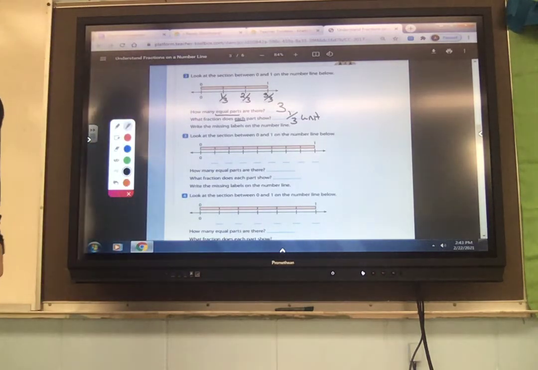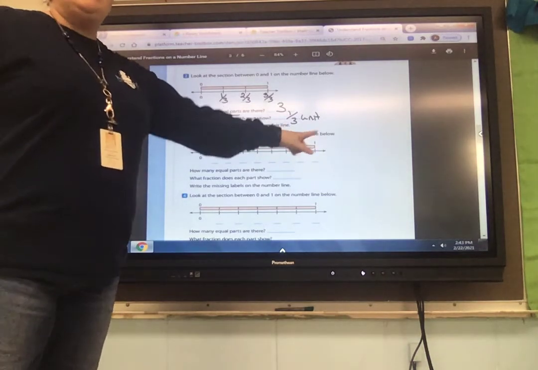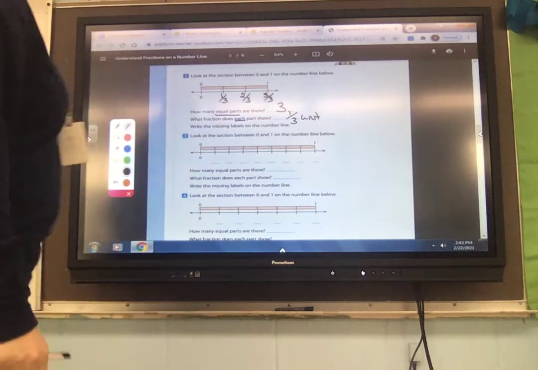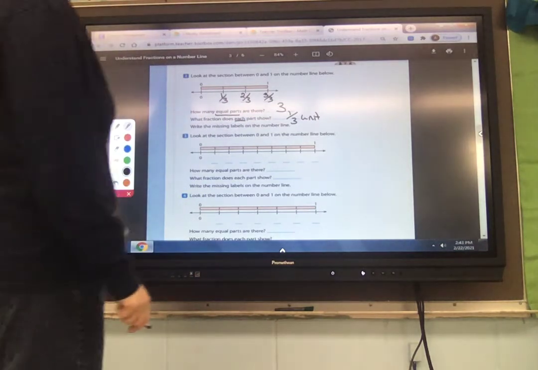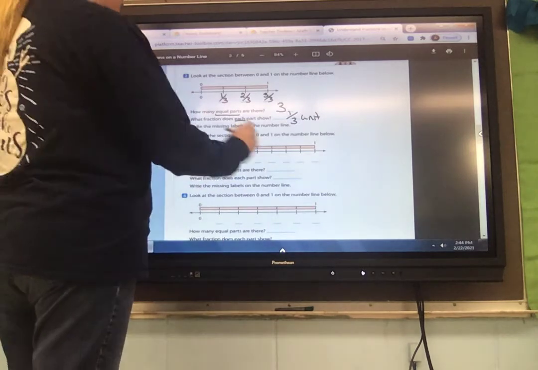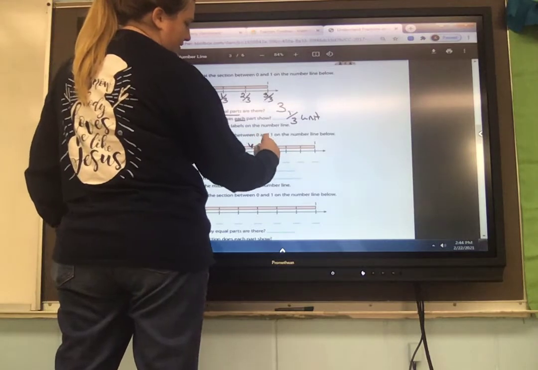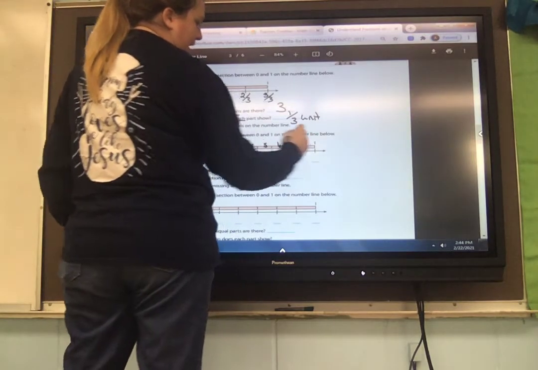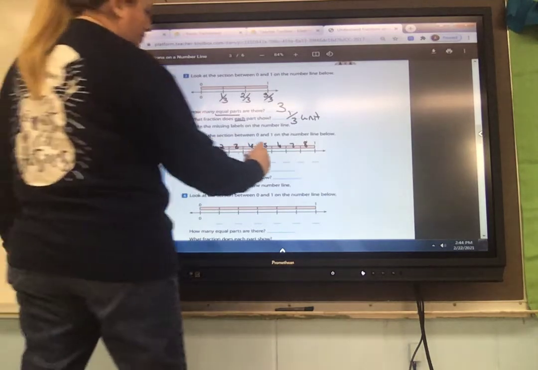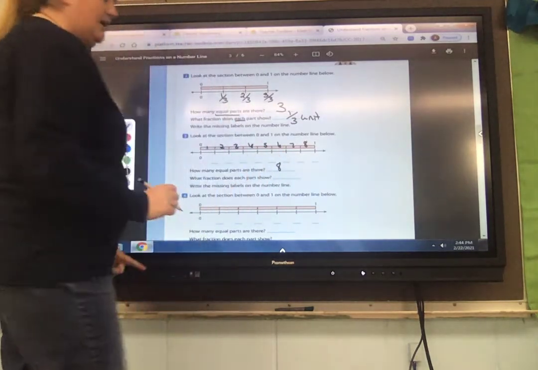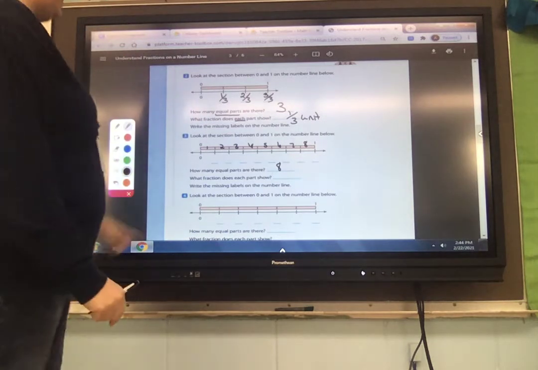Number 3. Look at the section between 0 and 1. Again, we're not going past 1, so these are not going to be improper. That means my numerator should be smaller. How many equal parts are there? Well, let's count them. 1, 2, 3, 4, 5, 6, 7, 8. And again, I'm counting the parts, not the lines. There are 8 equal parts, so 8. That tells me my denominator on all my fractions needs to be 8.